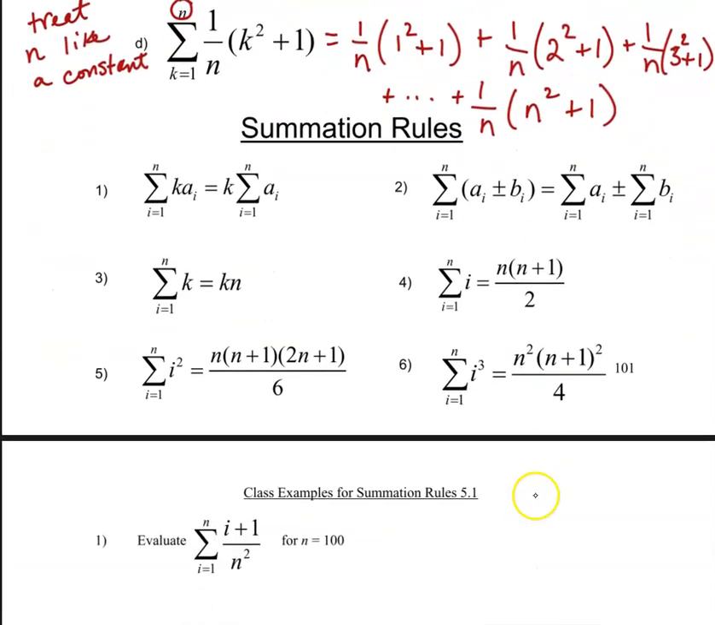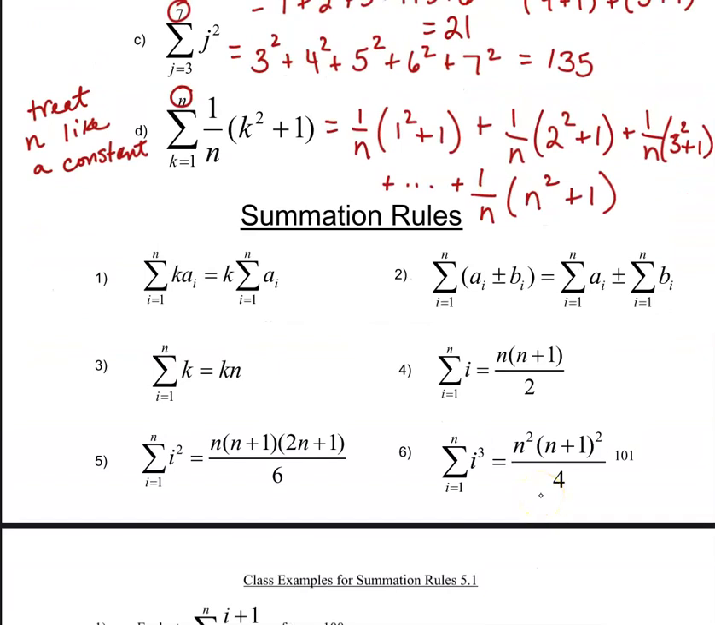A couple of rules that go along with these that we're going to use and practice in class tomorrow. So the first one says that if we have a summation where we have k, a constant, times a sub i, then we can put that k in the front. So we can always move constants to the front of the sigma if we need to. A lot of times that helps us make the rest of the calculations easier. If we are adding or subtracting terms, we can break them up into separate sigmas if that helps.